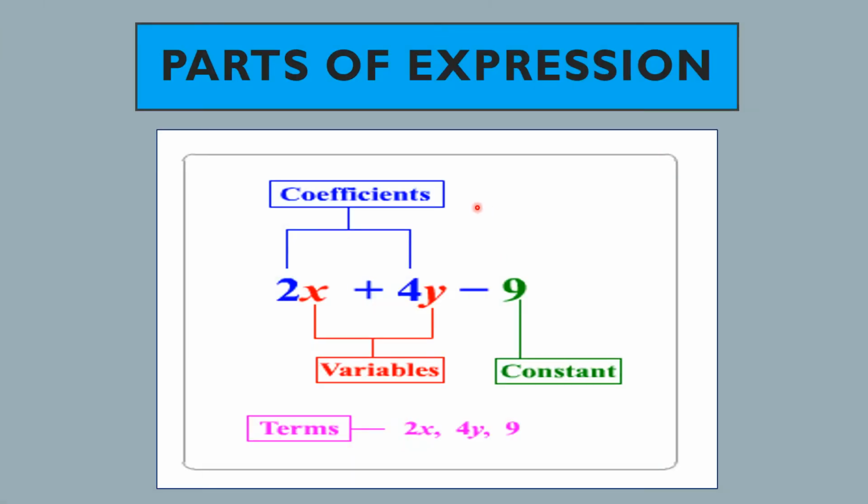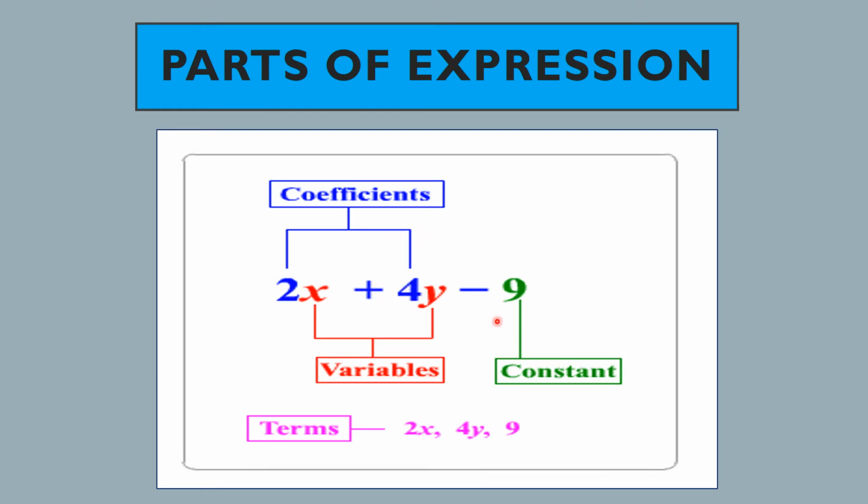Now see the parts of an expression. This is an expression, the whole 2x plus 4y minus 9. This whole is an expression, right? Now, what is the coefficient? The number multiplied with the variable. So these are unknown quantities x, y. So these are variables, and the number multiplied with the variable here is the coefficient, right?